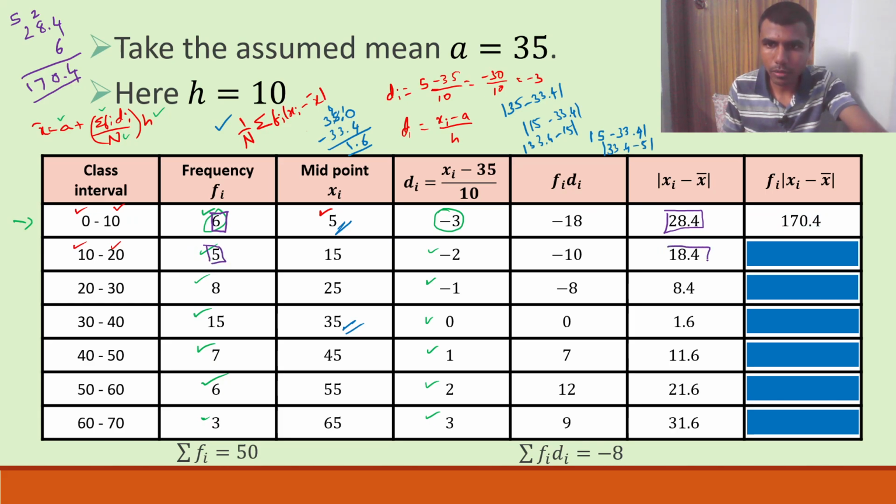Likewise, if you do 5 into 18.4. Okay, I'm not able to get the square right.